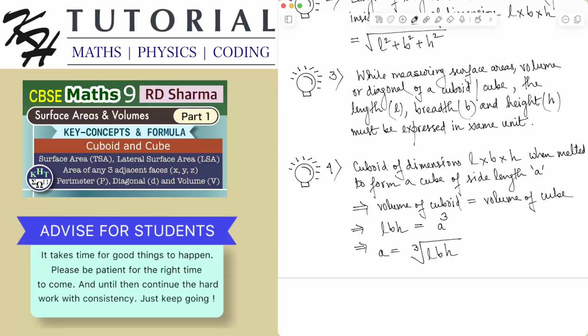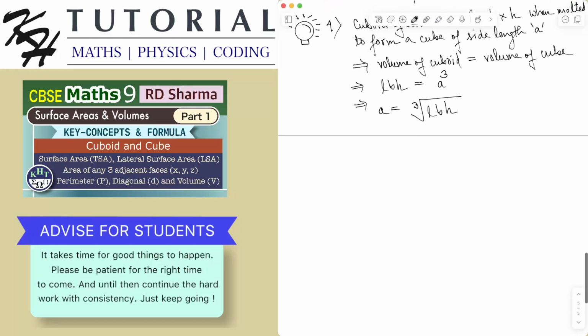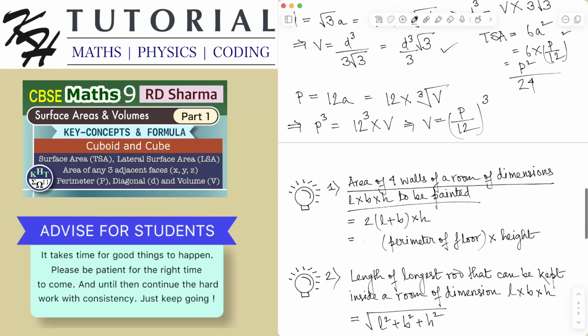So when a cuboid of dimensions L, B, H is melted to form a cube of side length A, the volume of the cuboid will be equal to the volume of the cube. The volume of the cuboid is LBH, which is equal to the volume of the cube, A cube, if I consider the side length of the cube to be A. From here we can find A, which will be the cube root of LBH. So these are some concepts and side results you must always keep in mind.